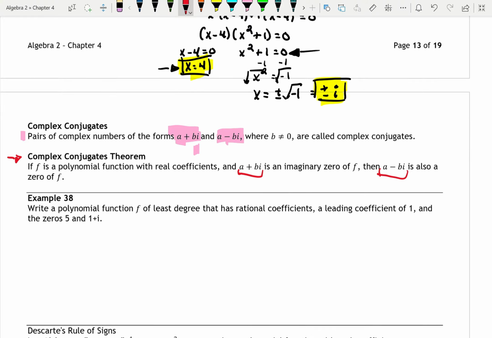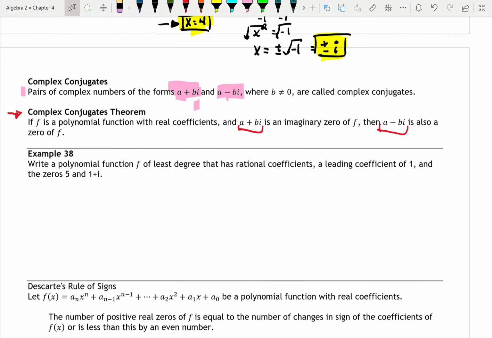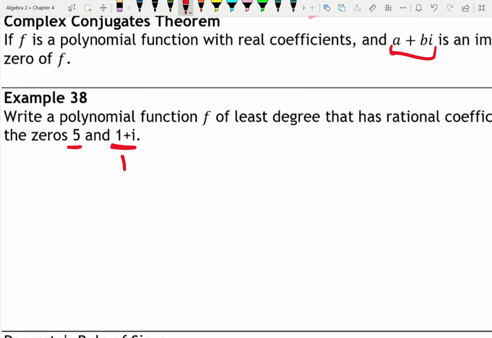So let's look at number 38. We're supposed to write a polynomial function f of least degree that has rational coefficients, a leading coefficient of 1, and the zeros at 5 and then 1 plus i. So because we have this 1 plus i, we know that his partner, 1 minus i, also has to be there. So now we have three unique solutions. We have 5, 1 plus i, and then 1 minus i.